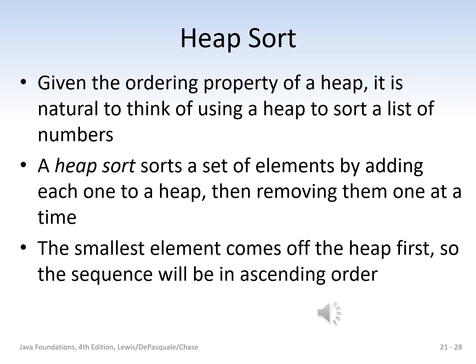It's somewhat natural to think of a heap as something we could use to sort a list of numbers, since it has such a nice ordering property, max and min. So we have what's called a heap sort, which sorts a set of elements by adding each one to a heap and then removing them one at a time. And the smallest element comes off the heap first, so the sequence is going to be in ascending order.